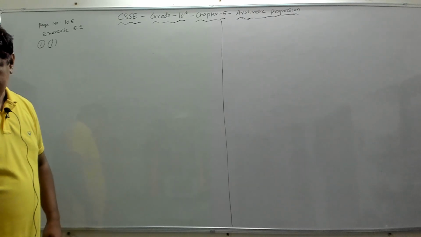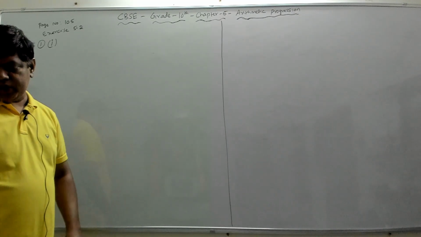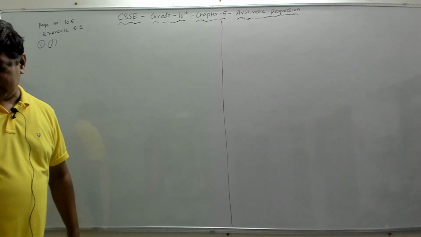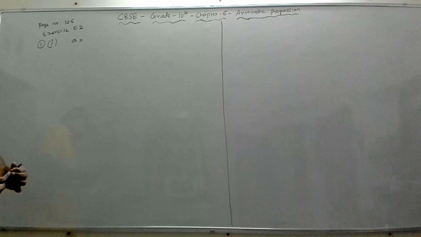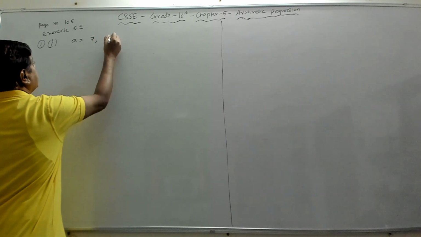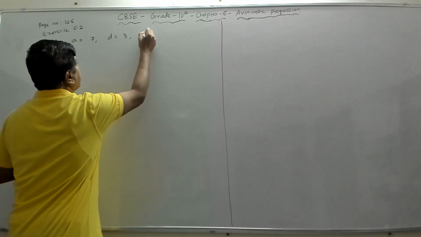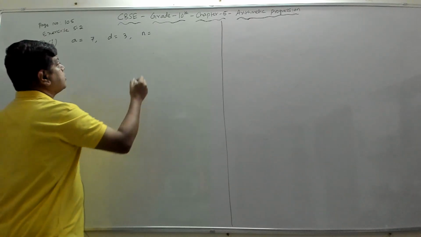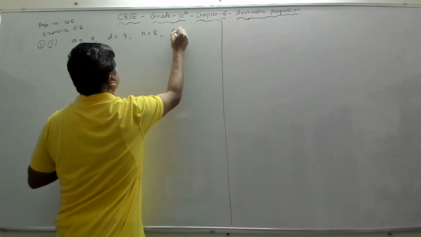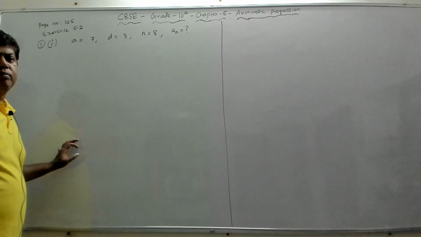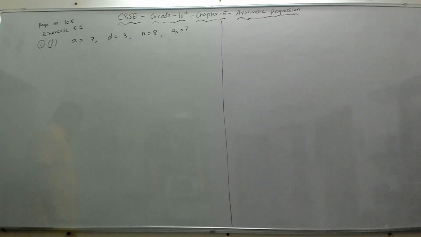So we have to fill in the blanks in the following table. Given that A is the first term, D is the common difference, and AN is the nth term. For the first problem, first division, A is given, which is the first term of the AP, which is 7, and D is given as 3, and N is equal to 8. N denotes the number of terms, and AN we have to find, that is question mark. A is given, D is given, N is given, you have to find AN.